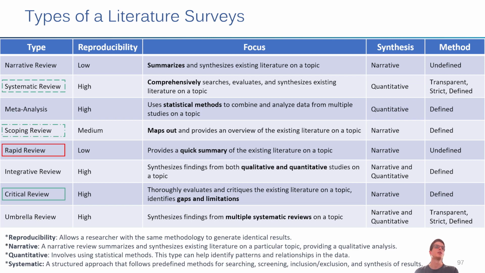So aim for scoping or critical reviews and you should be fine. And of course, if your research field is really narrow and there are not that many papers published on it, try considering doing a systematic review, even if you only have a few months to do so.